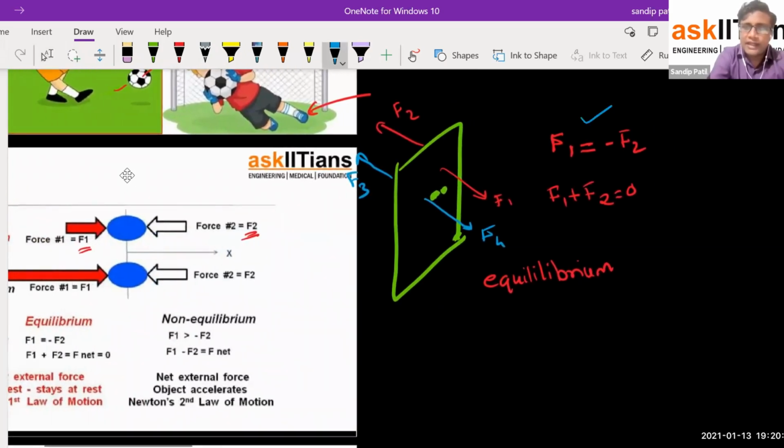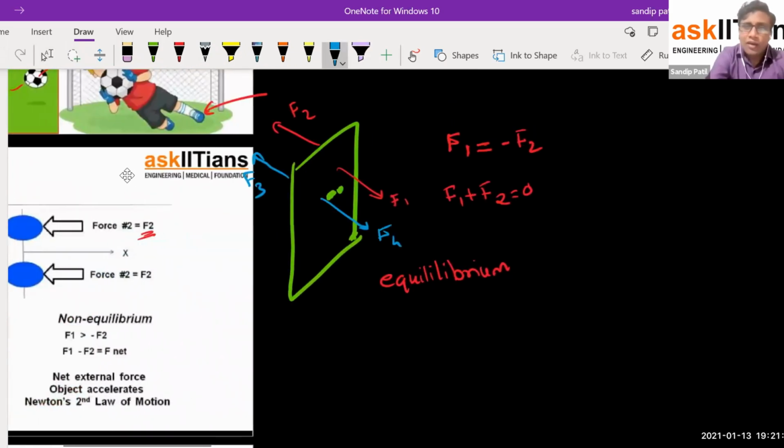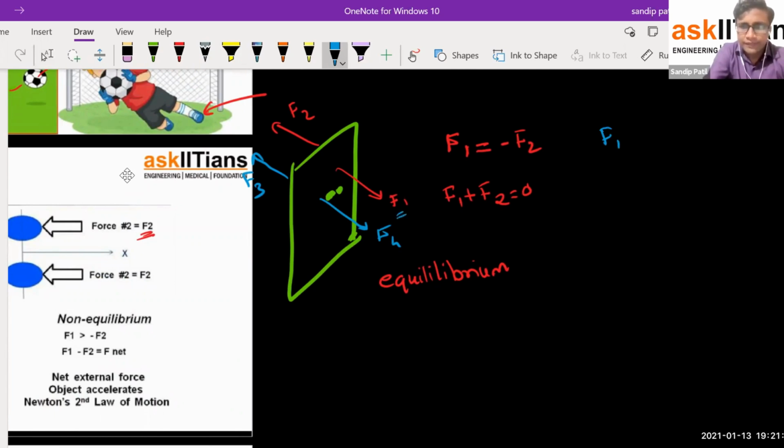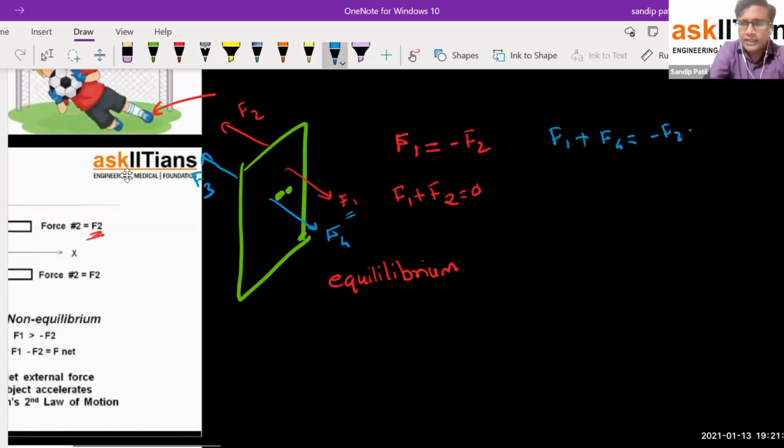I have written the force equation like this. Similarly, now let's write the force equation using these four forces. So tell me, F1 is towards your side, plus F4 is your side, is equal to F2. It should be negative, right? It is opposite. F3 is opposite, right? Finally, the force equation, I can also write this as F1 plus F2 plus F3 plus F4 is equal to 0.